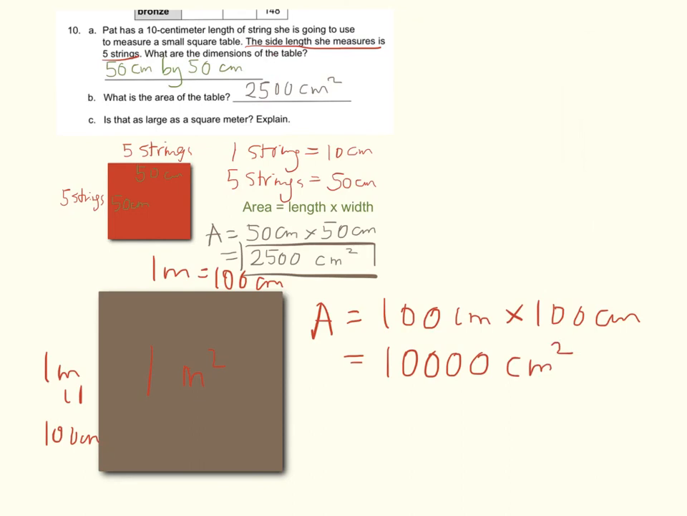So now you know the answer. This 10,000 square centimeters is actually the same as 1 square meter. So you can answer this question: is this as large as a square meter? The answer is no. It's actually smaller. And you can explain by using what I just talked about. Okay, so that's that for this page.